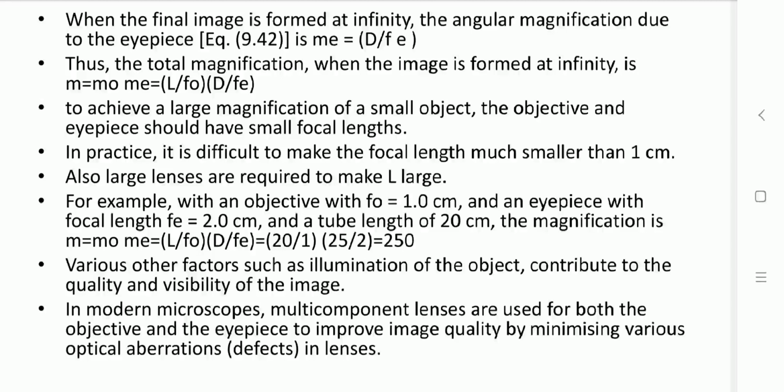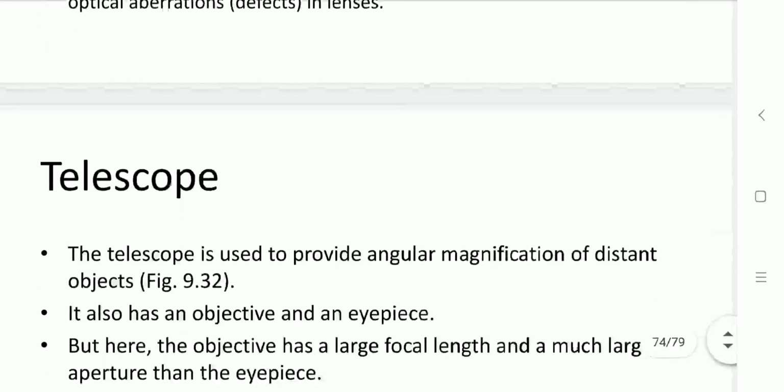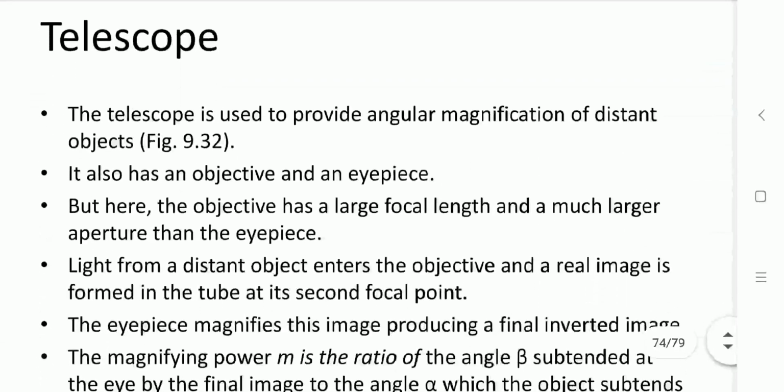So here the compound lens contributes to the quality and visibility of the image. In modern microscopes, multi-component lenses are used for both the objective and eyepiece to improve the image quality by minimizing optical defects. Clear? Now let us focus on the other optical instrument, the telescope.